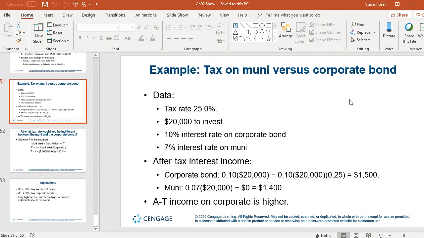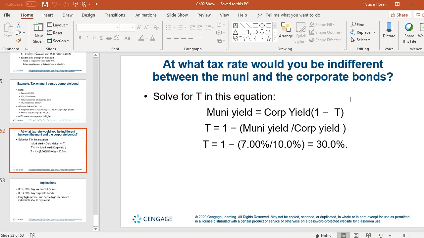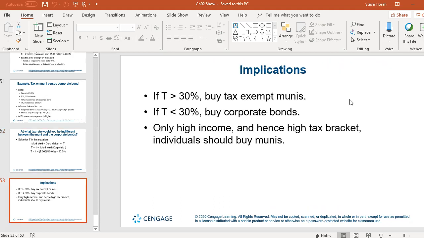This kind of just walks you through what's my indifference rate if I'm an investor and I'm looking at a corporate bond and I'm looking at a tax-free bond. At what market rate would I want to buy one over the other? And this kind of says, for the example they gave us, 30% would be kind of the number. If tax is greater than 30%, I'd buy tax-free. If tax is under 30%, I'd buy corporate bonds. Okay, so typically high income, high tax bracket people buy municipals, and nobody else does, because you get a better return by owning corporate bonds because your tax rate's lower. That's a general rule of thumb.